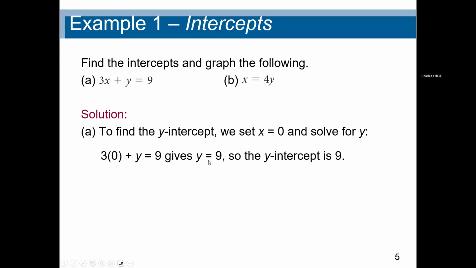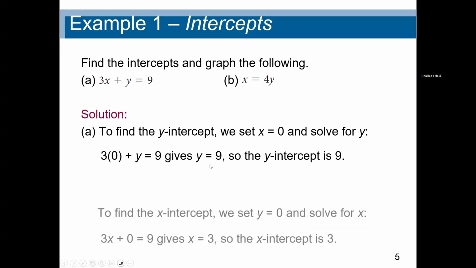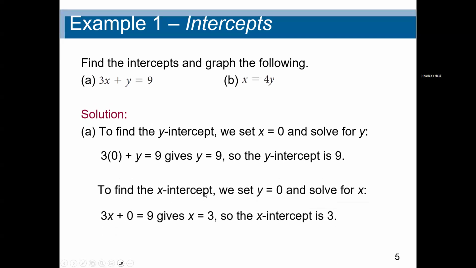So the y-intercept is 9. Then to find the x-intercept, we set y equal to 0. So we get 3x plus 0 equals 9, plus 0 because we substitute y with 0. And this will give us x equals 3. We have 3 times x, and the 3 will cross the equal sign and divide, so we get 9 divided by 3, that will give us 3. So the x-intercept is 3.